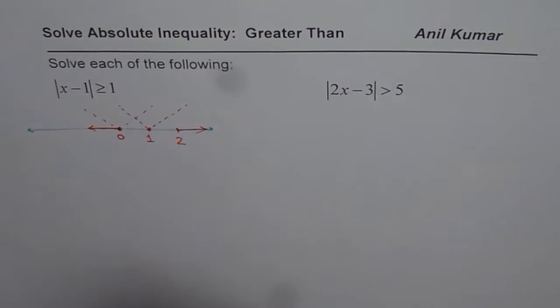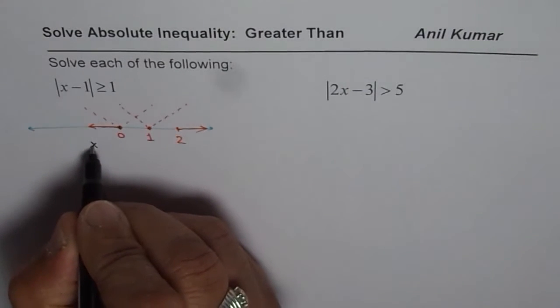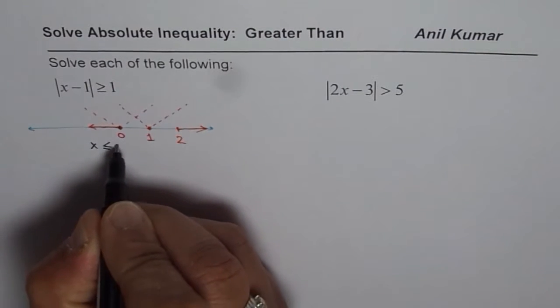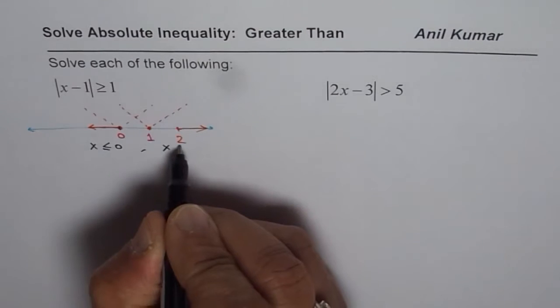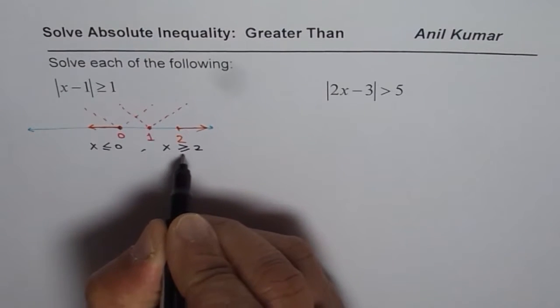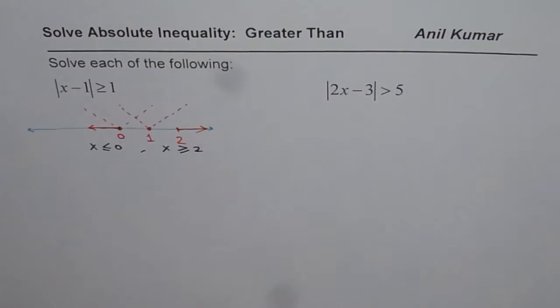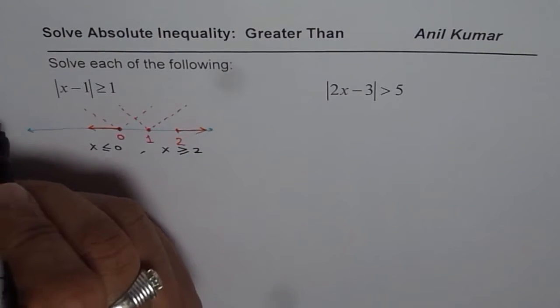That is to say, the solution should be x is less than equal to 0 or x is greater than equal to 2. Why equal to? Since the inequality is including that point, correct? So that becomes the solution, right? So at times, if you logically think about it, it is as simple as that. Now another way, this could be method 1 for us.